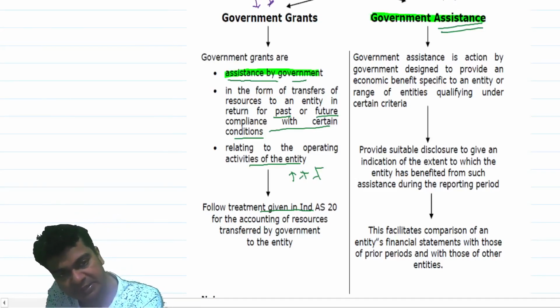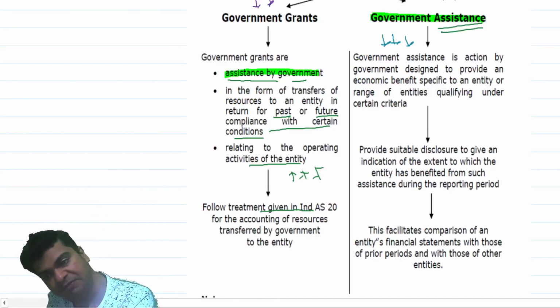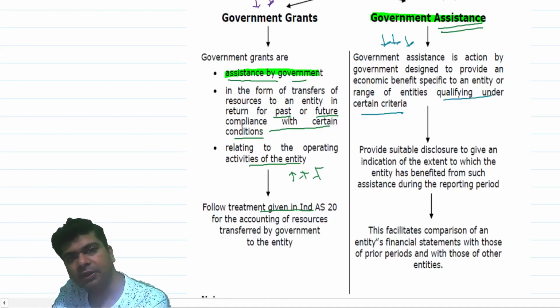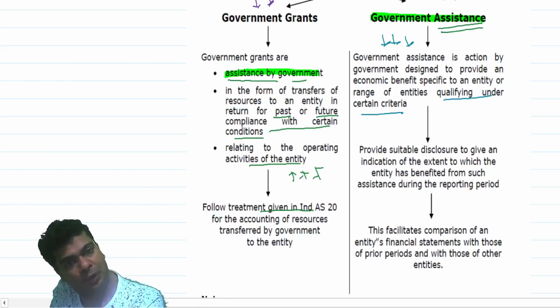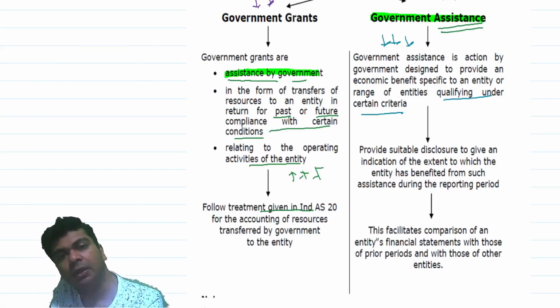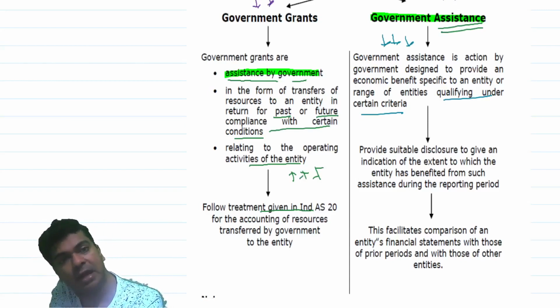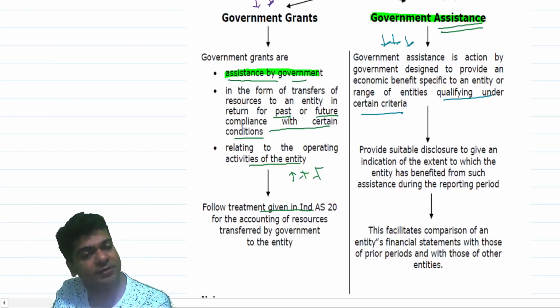Okay. They say, we read this now. Government assistance is action by government designed to provide an economic benefit specific to an entity or a range of entities qualifying under certain criteria. You know, there is some kind of benefit that the government wants to provide to the industry that it is trying to develop further. Okay, for example, right now we know that the pharma sector requires the highest amount of investment. That's where the government can definitely provide assistance.